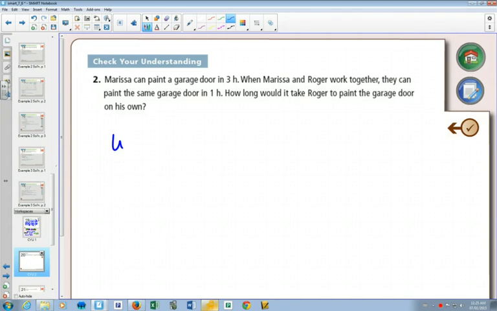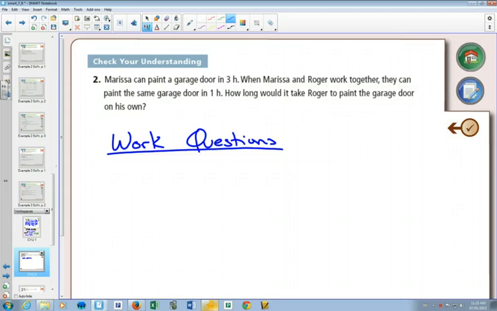So let's write out our strategy for work questions. Somebody can do something in some amount of time, somebody else can do it in a different amount of time. If they work together, it would be faster. How much time would it be?